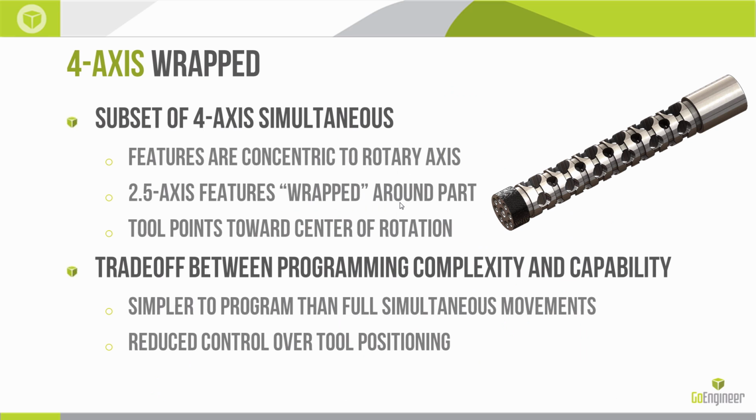All right, the next type of 4-axis work is called wrapped features. And wrapped features are really a subset of the simultaneous option that we're going to be talking about next. It is simultaneous cutting, but it's simplified. It's taking advantage of the geometry. When features are concentric to the rotary axis, that greatly simplifies the toolpath. It's almost as if you take a 2.5 axis feature and just wrap it around the part. And that's basically what CAMWorks does as well. It allows you to treat these features as if they're 2.5 axis, which simplifies the programming.